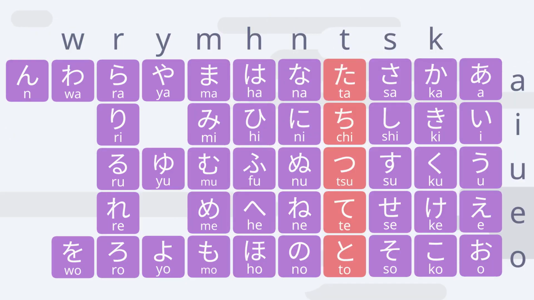We learned the characters ta, chi, tsu, te, to. In the next lesson, we'll go over the dakuten variation da, ji, zu, de, do. See you in the next video.